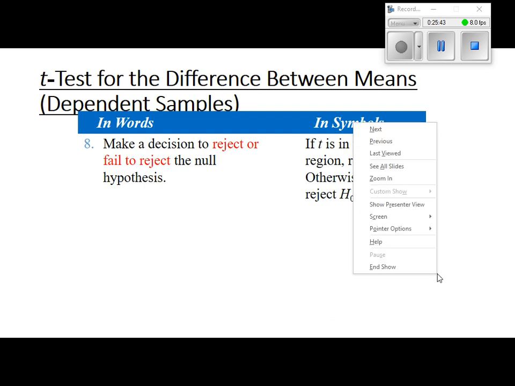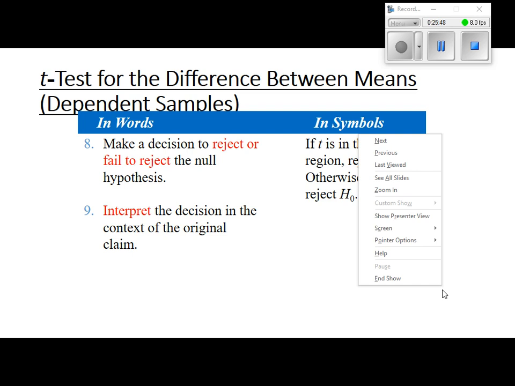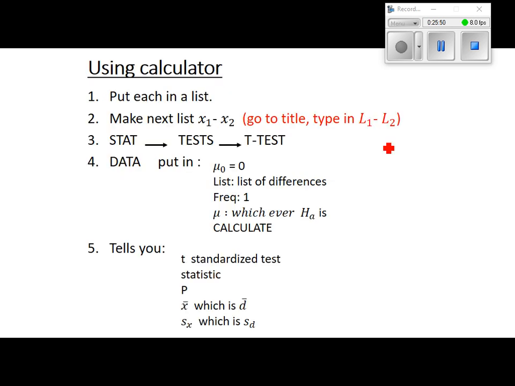And then make a decision, reject or fail to reject, interpret it, all the same as all the others. That's how you punch it into your calculator. Put each in a list. Make the next list x1 minus x2, which you type into the title, L1 minus L2. I just explained all that, right?